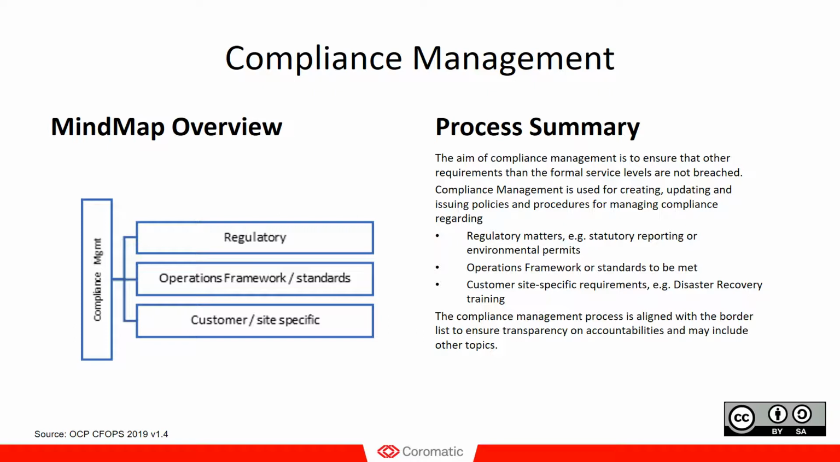Another part of the compliance management process is that it's important that it is aligned with the border list. That means that this process actually may affect the border list on who is responsible for a certain compliance criteria, or the other way around. The border list specifies the responsibilities and accountabilities, and that reflects on the compliance process on who should do what. In my example here with the electrical systems or the power distribution being assessed, in the European framework, it is the site owner that is regulatory responsible for this.